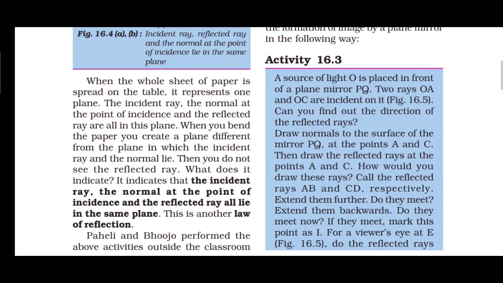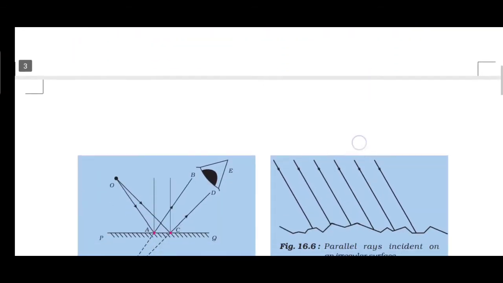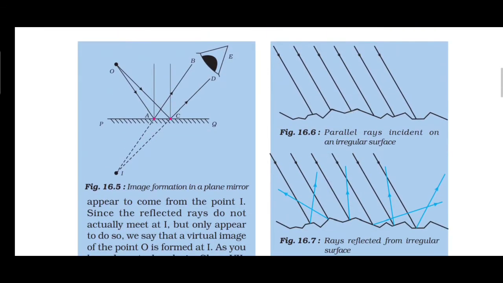16.3. A source of light O is placed in front of a plane mirror PQ. Okay, PQ is a plane mirror. See the picture, here they are representing PQ as a plane mirror. A source of light O is placed in front of a plane mirror. O is a source of light. Source of light means it may be a torch or anything.